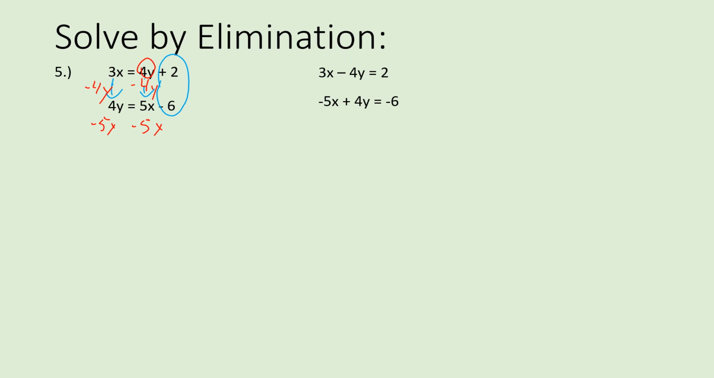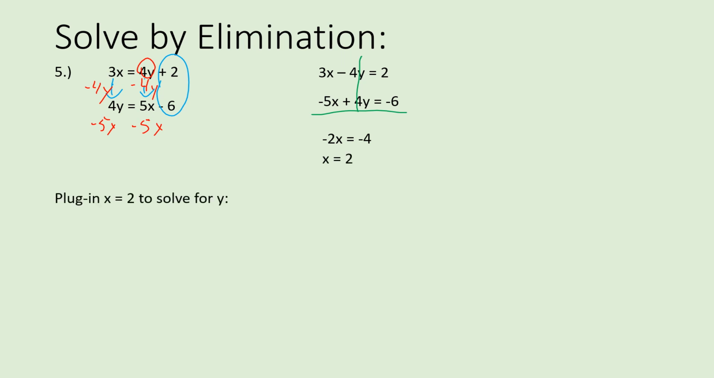When I write these, I'm always writing x on the left, y in the middle, number on the right. Once it looks like this, we can see it's nice and easy. We have y's that, when we add them together, are going to cross out. So 3x minus 5x, or plus negative 5x, gives us negative 2x equals negative 4. Okay, so as a first step, just make sure everything is where it's supposed to be in the equation and rearrange it if that's not the case.